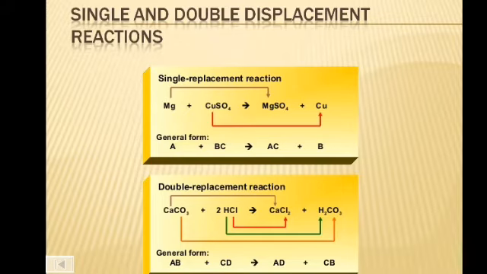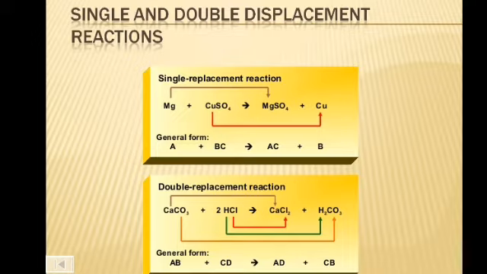For a single displacement reaction or replacement reaction, we have a general formula, that is A plus BC gives AC plus B. That is, magnesium plus copper sulfate gives magnesium sulfate plus copper. Here magnesium and copper are displaced. So this is a single displacement reaction.